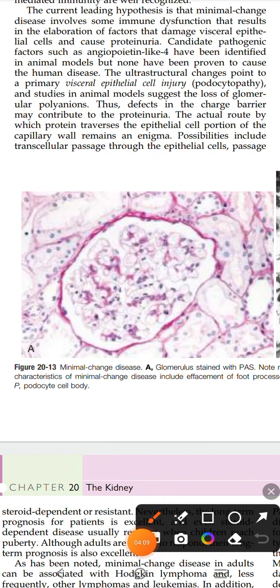Here you can see the light microscopy picture. Previously I showed you the light microscopy picture of the normal glomerulus, and this is a light microscopic picture of minimal change disease.